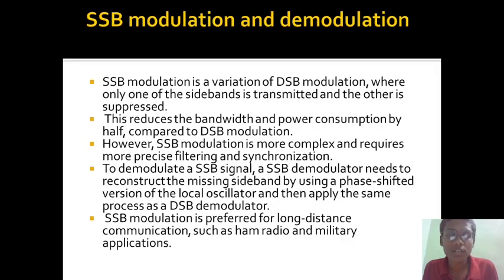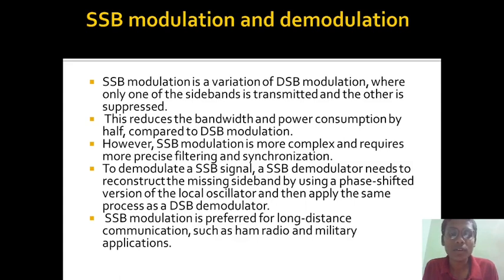SSB modulation and demodulation. SSB modulation is a variation of DSB modulation where only one of the sidebands is transmitted and the other is suppressed. This reduces the bandwidth and power consumption by half compared to DSB modulation. However, SSB modulation is more complex and requires more precise filtering and synchronization.